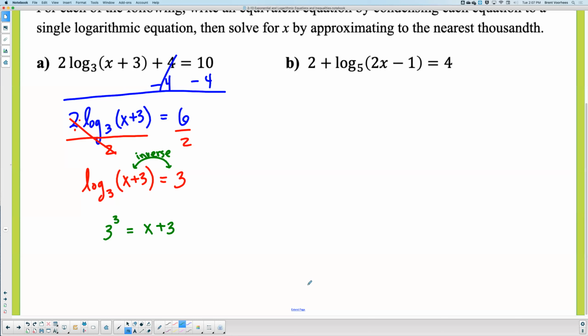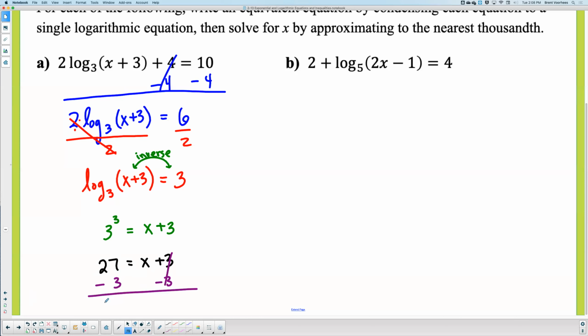It is 27. Good. So this will be 27 equals x plus 3. Which brings us to our final step. We subtract 3. This is step 3. This one we still need to solve for the variable. That would be step 3, which says if necessary.